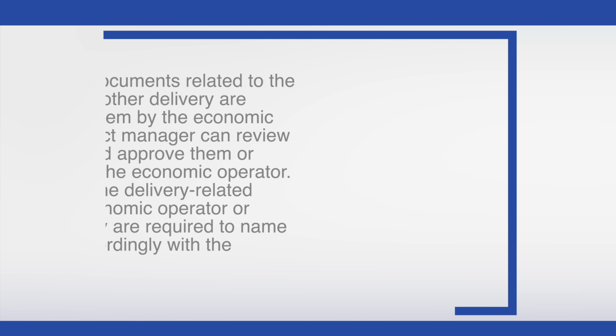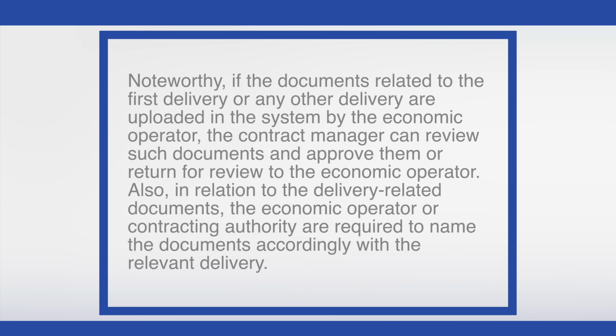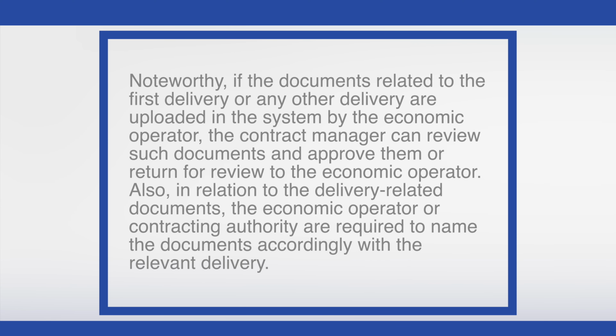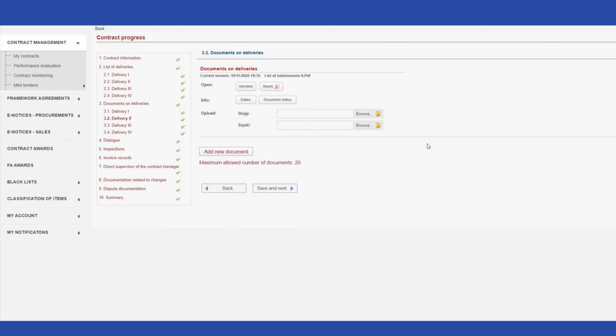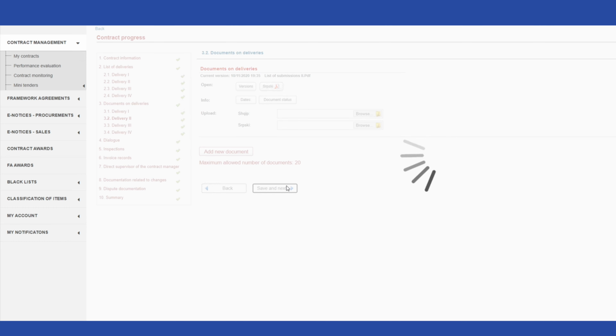Noteworthy, if the documents related to the first delivery or any other delivery are uploaded in the system by the economic operator, the contract manager can review such documents and approve them or return them for review to the economic operator. Also, in relation to the delivery-related documents, the economic operator or contracting authority are required to name the documents accordingly with the relevant delivery. To continue to the next step, click on the Save and Continue button.